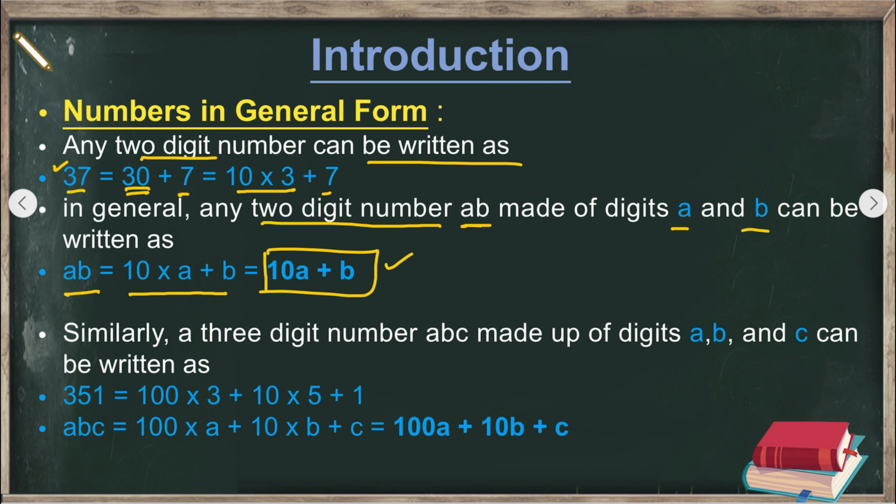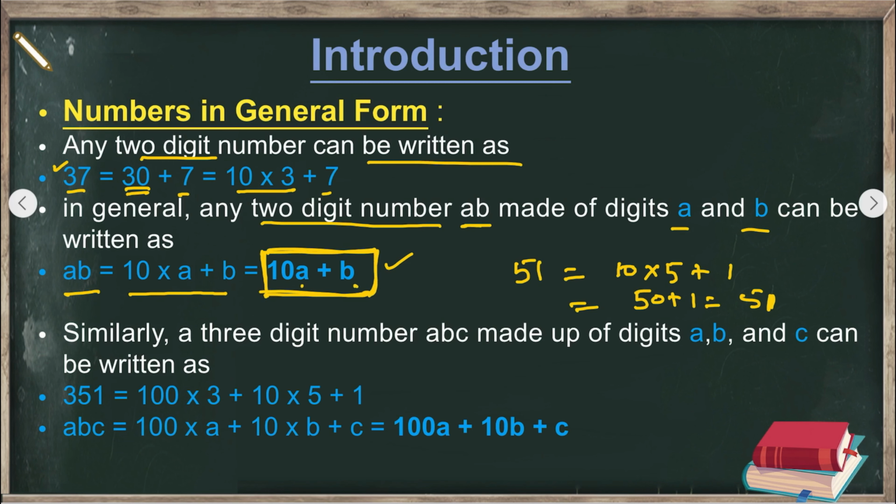Let's say if we have 51, we can write this in the 10A plus B form, where A is 5 and B is 1. When you multiply these two, 10 into 5 is 50, plus 1 is again 51. So we can write any 2-digit number in the form of 10A plus B, where A is the number at the 10's place and B is the number at the 1's place.